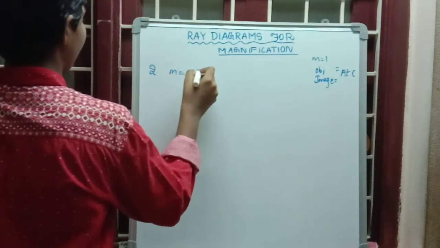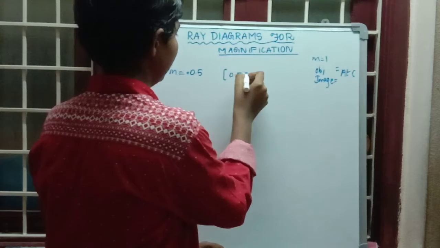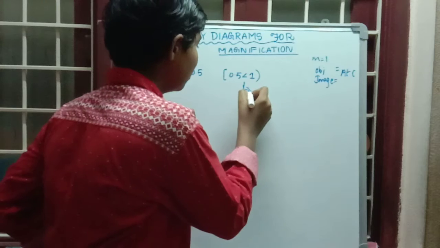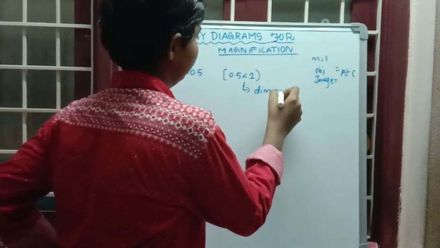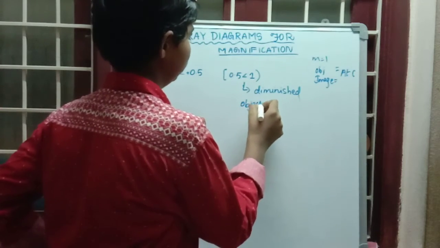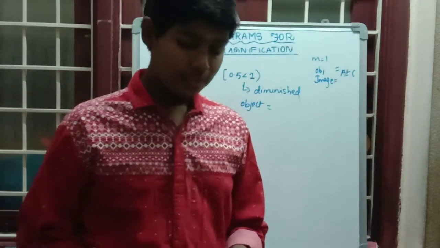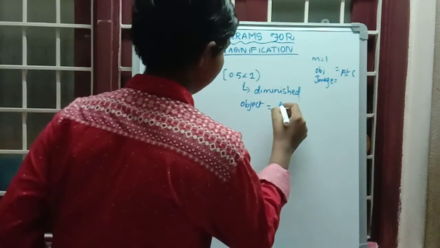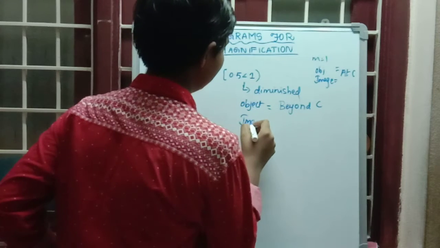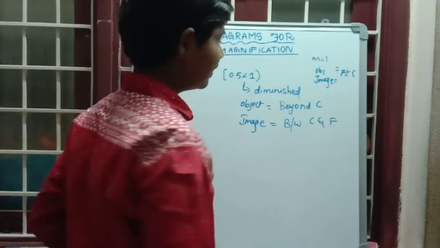M is equal to plus 0.5. Here 0.5 is less than 1, and less means diminished. Where will we get the image? The image is diminished when the object is beyond C. If the object is beyond C, then the image is between C and F.